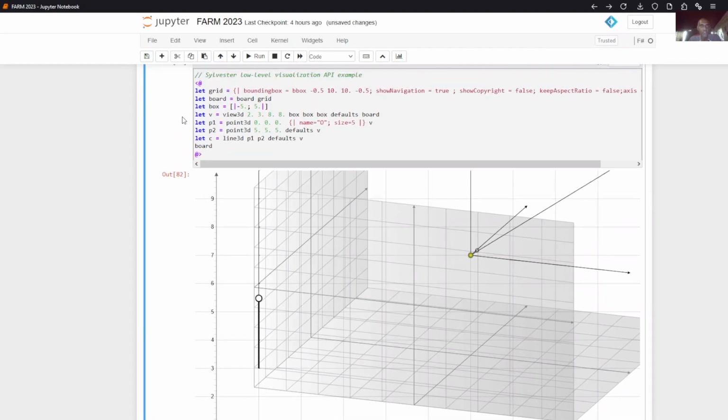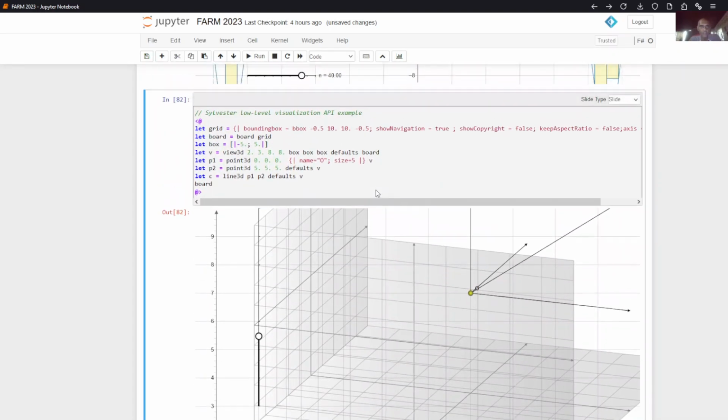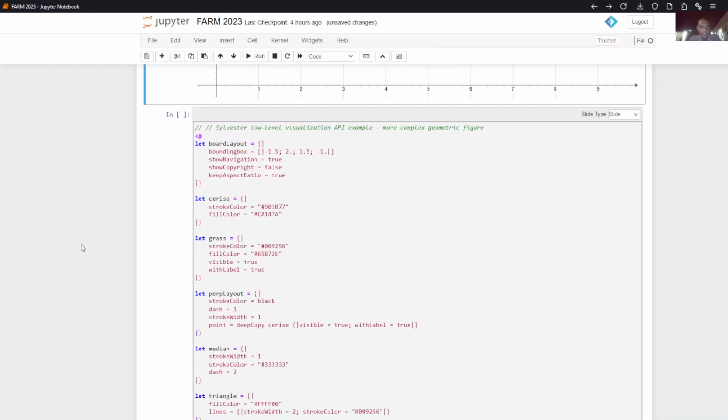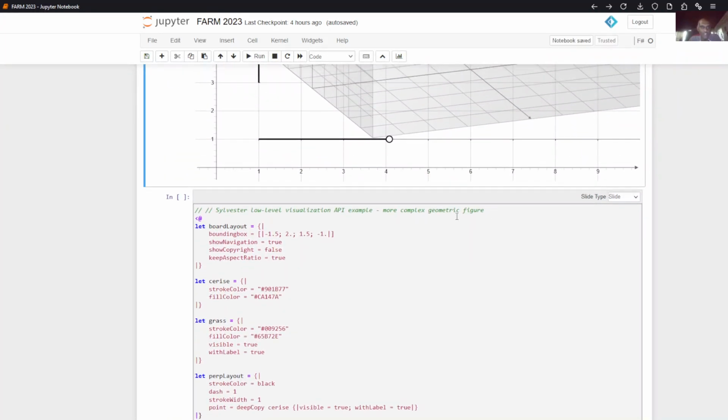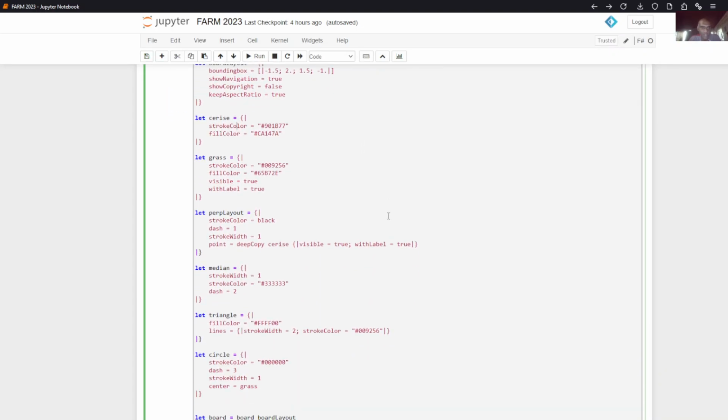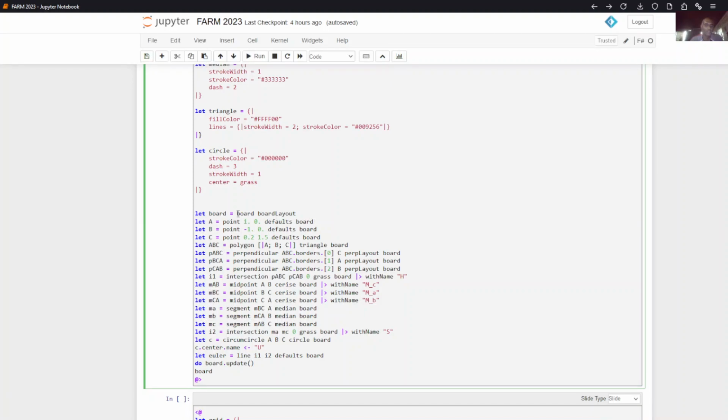Okay, so again, we're just using the functional language interface to define a simple 3D visualization. Okay, so this is a more complex visualization. This is a Euler circle, but again, it's the same thing. We're using just F# code, and compared to JavaScript, the F# code has a very, very minimal syntax.